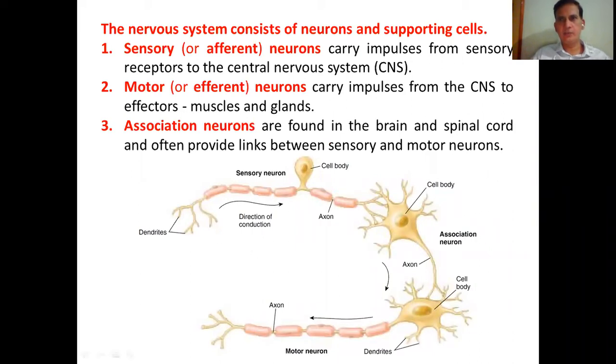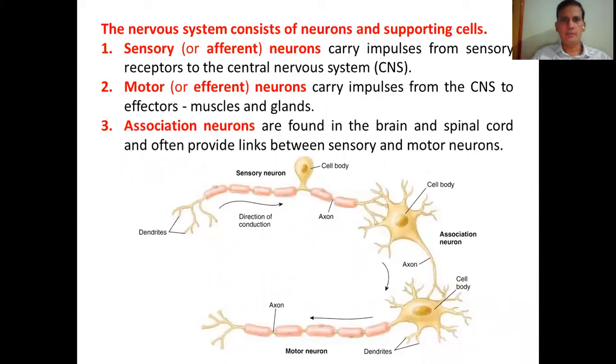Now these neurons and supporting cells could be categorized into three different categories. Number one is the sensory or the afferent neurons. These neurons carry impulses from sensory receptors to the central nervous system. Now, these neurons have fine branches called dendrites, which are profusely branched so as to collect a lot of stimulus.